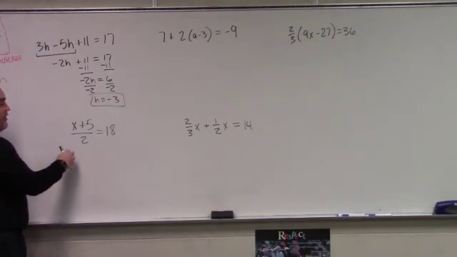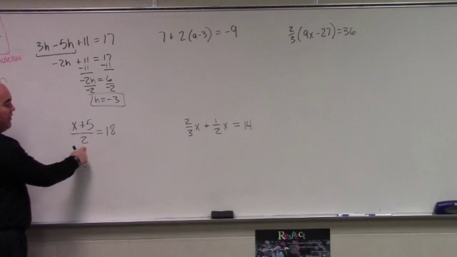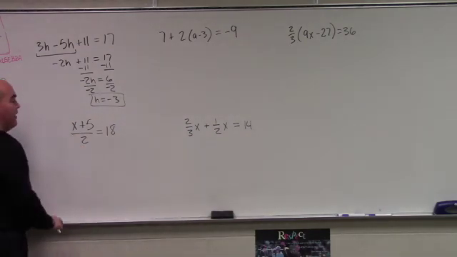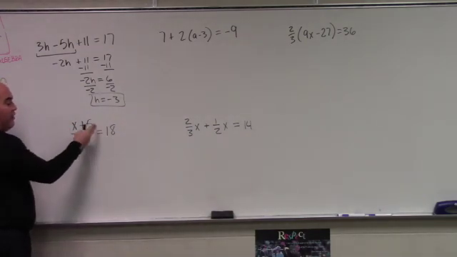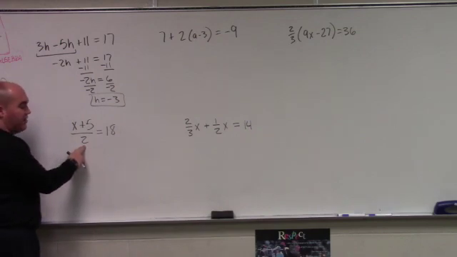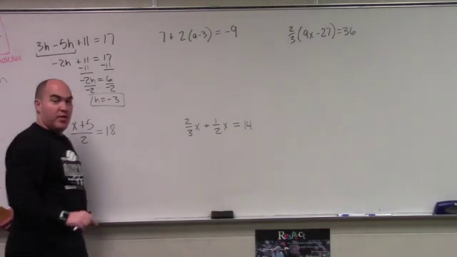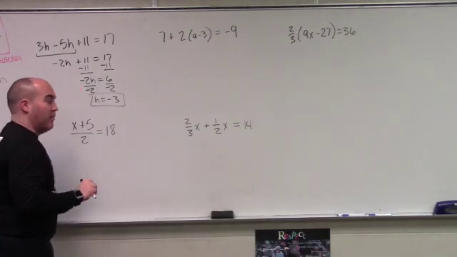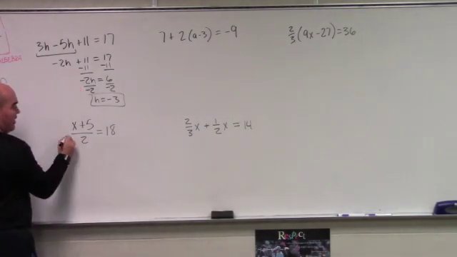Second one down here, if you have a whole side that's being divided by a number, okay, it doesn't matter if there's 2 terms up here, 3 terms up here, 4 terms up here, whatever. If the whole side is being divided by a number down here, the best thing to do is just what you would normally do to get rid of any fraction. Okay, so you want to just multiply through by the denominator. So in this case, that's a 2.